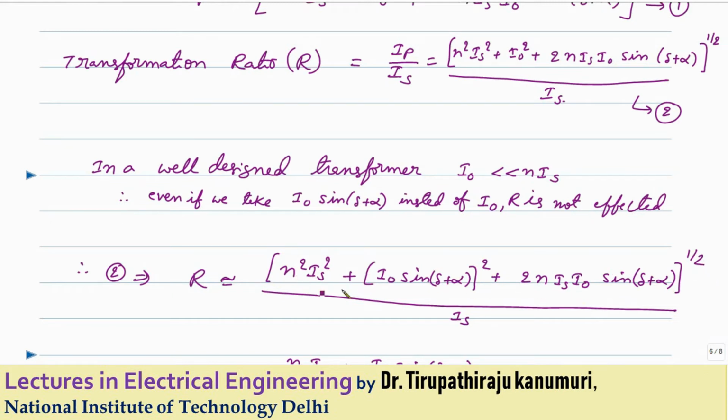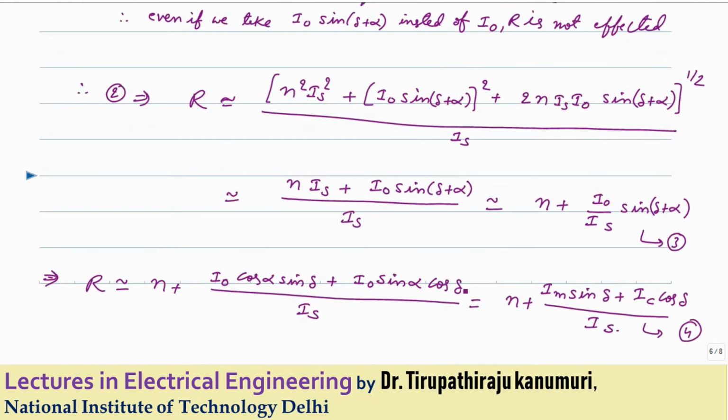So when you simplify this one, this will become equal to n times of Is plus I naught sine delta plus alpha. It will simplify in that form. So this is n times of Is plus I naught sine delta plus alpha divided by Is. That is the transformation ratio. So this I can simplify. N times of Is by Is is equal to n, and the second term is I naught by Is sine delta plus alpha. This sine delta plus alpha I can expand: sine a plus b is equal to sine a cos b plus cos a sine b. So when I am expanding this, you will get it like this.